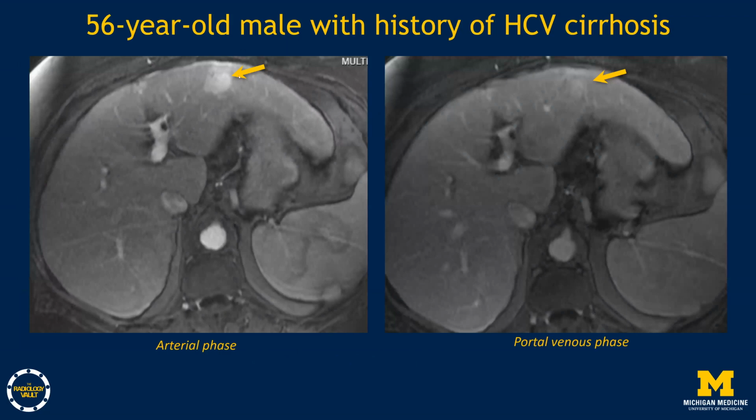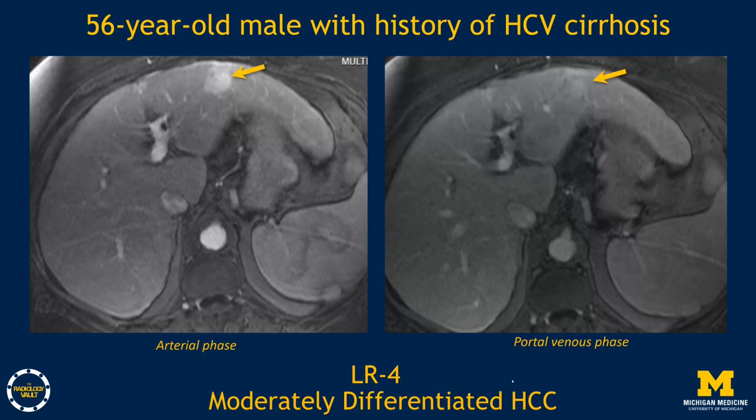Here we have another observation with a 56-year-old male with HCV cirrhosis. You can see there is arterial phase hyperenhancement, no significant washout here. So based on the LR category, this was categorized as an LR4, went for biopsy and turned out to be a moderately differentiated HCC.